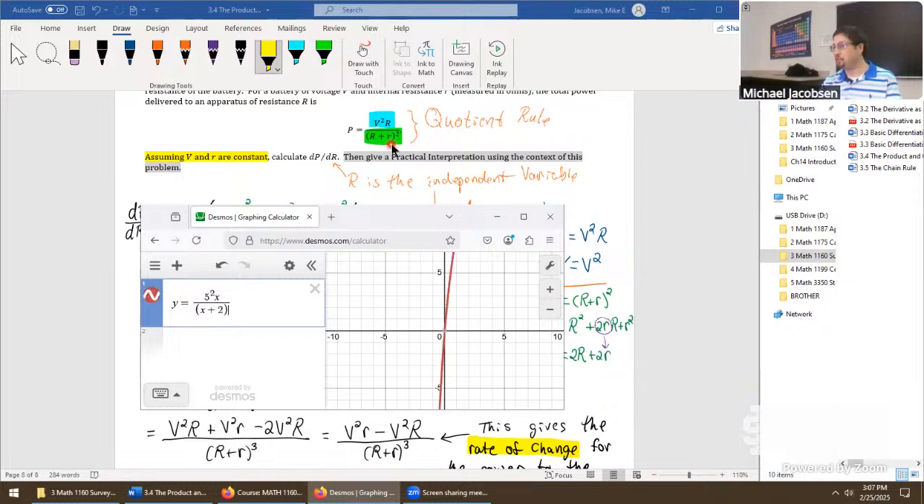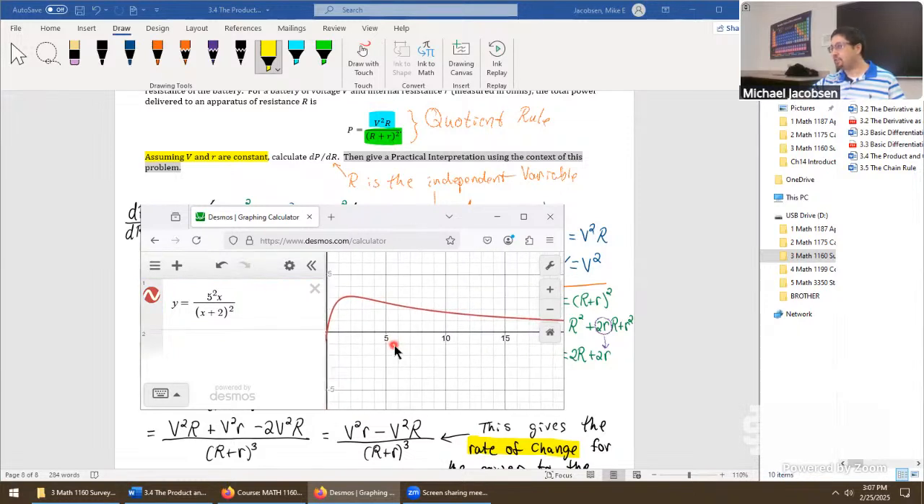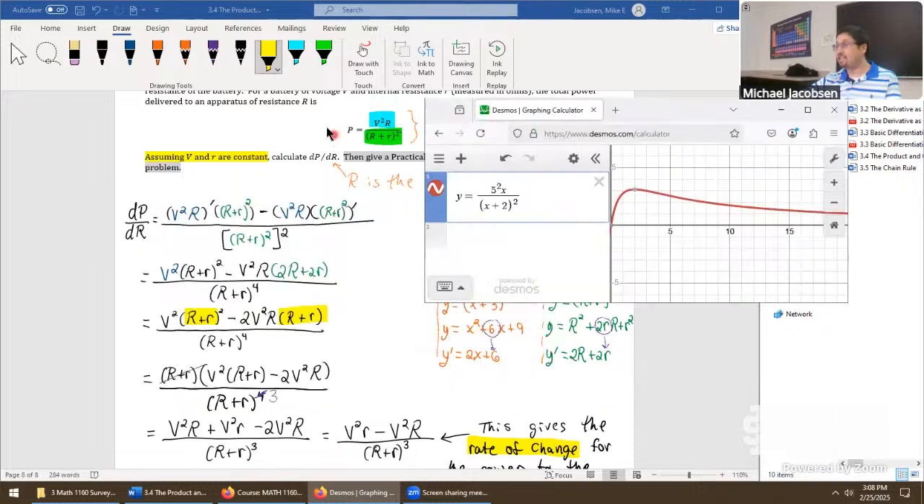I guess I'll put in a 2. Square it. Now we have a graph that looks like this. And it tells us power is maximized when the internal resistance is 2. We can find that through calculus as well. But really, this problem is way more general than that. This is just a structure for any kind of configuration like what's being described.